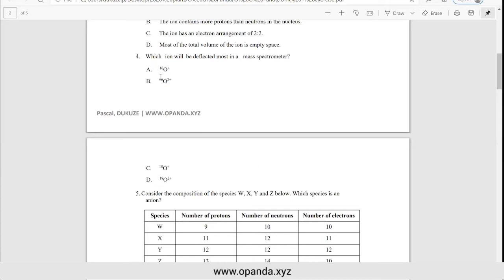So you will consider the mass to charge ratios we have for the different particles that are suggested, and then you choose the one which will be deflected most in a mass spectrometer. We have oxygen 16, 1 positive, oxygen 16, 2 positive, oxygen 18, 1 positive, and oxygen 18, 2 positive. You will decide which one will be deflected most. You have 30 seconds to think about it, and then you give your suggestions.